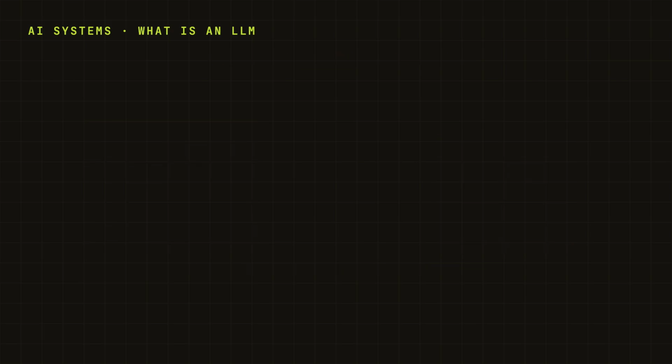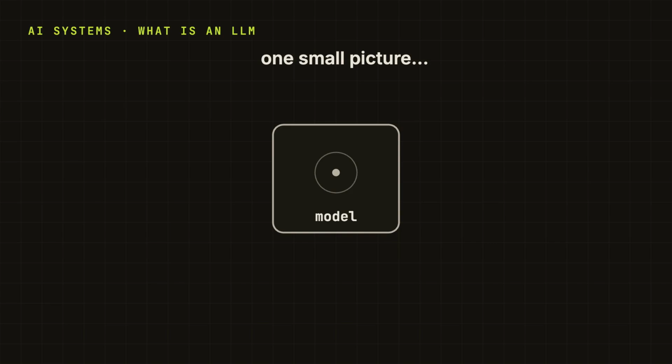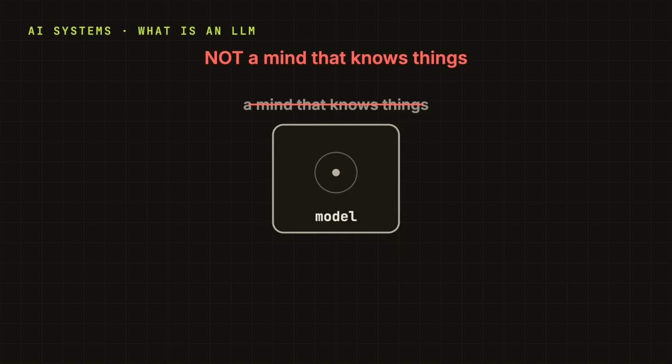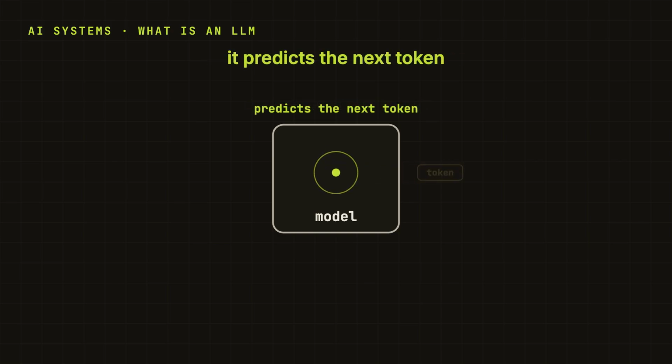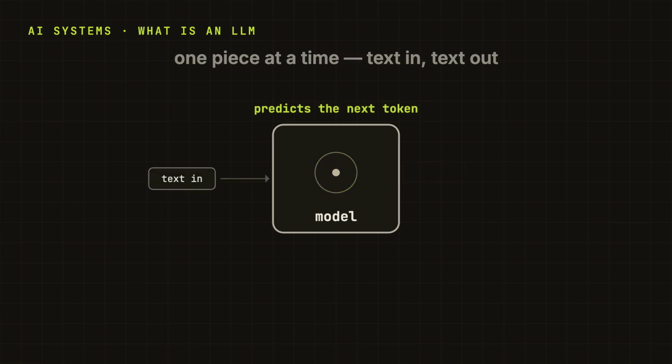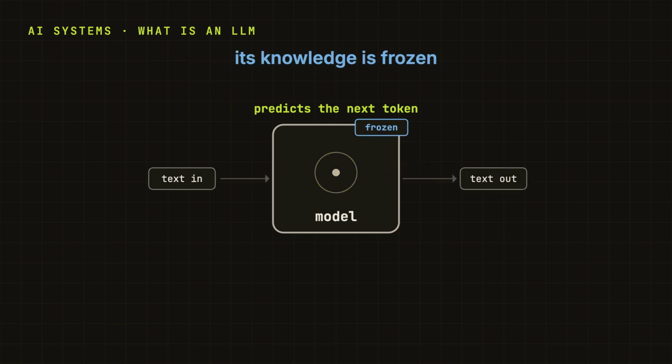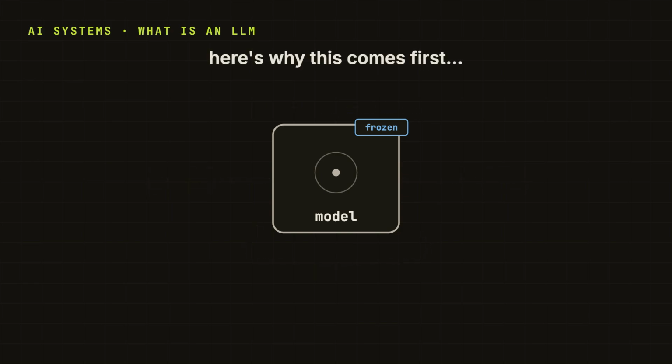So, let's put it all together, because it really is one small picture. An LLM is not a mind that knows things. It's a machine that predicts the next token, one piece at a time, text in, text out. Its knowledge is frozen, and every time you call it, it forgets you completely. That's the whole thing. And here is why I wanted to start with this before anything else.